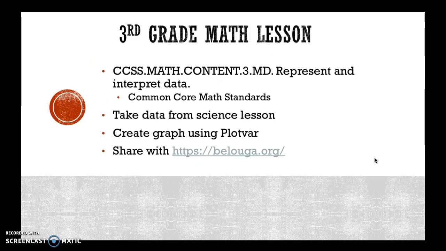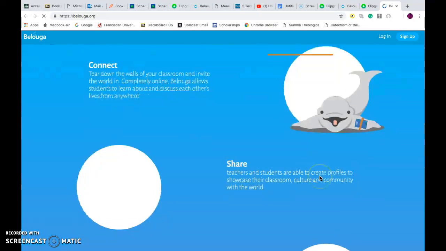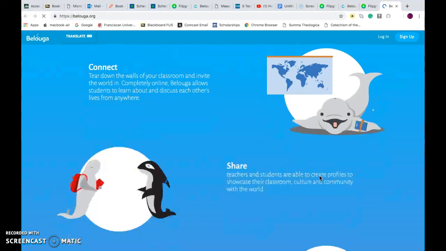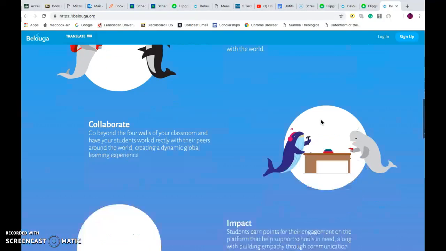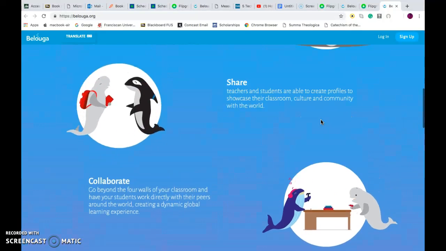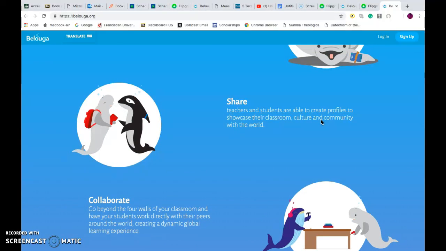My second lesson is a third grade math lesson. This lesson follows the science lesson because the children will be collecting data from the results of the paper plane throwing. They will use Plotvar to make different graphs to display how far their planes went each time. They will then share this information with another class in another part of the world using the portal Beluga. This website can be used to connect other classes from around the world with each other. In this instance, the teachers would have collaborated beforehand to then have the children present to each other their projects, for the other class will be doing a similar project.